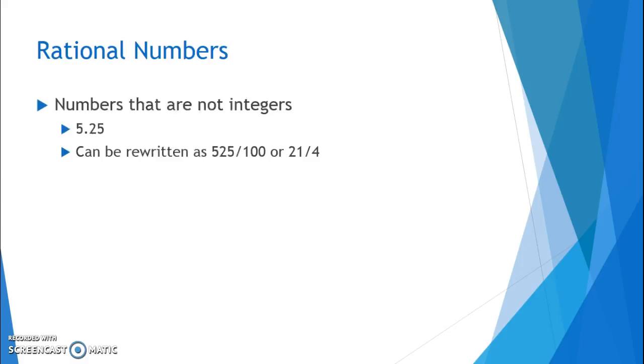Now we're going to look at numbers that are not integers. So let's look at 5.25. We can still represent this number as the ratio of two integers, which would be 525/100. Or we would look at it as 5 1/4, which we would then turn into an improper fraction, 21/4. Once again, a ratio of integers.